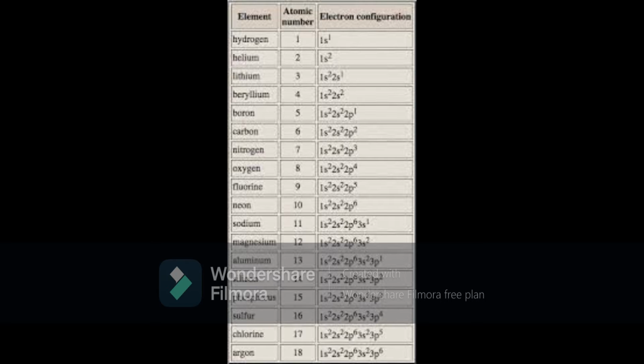Argon, its atomic number is 18, its electronic configuration is 1s2 2s2 2p6 3s2 3p6. Children, first write these electronic configurations and then we will go into the lesson.